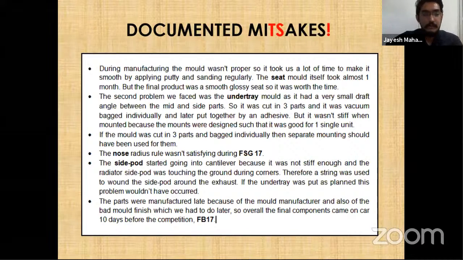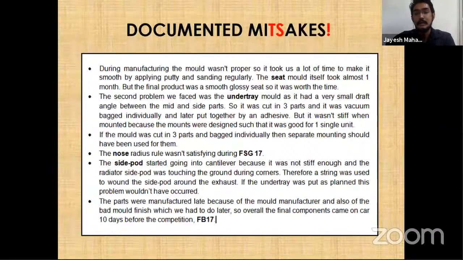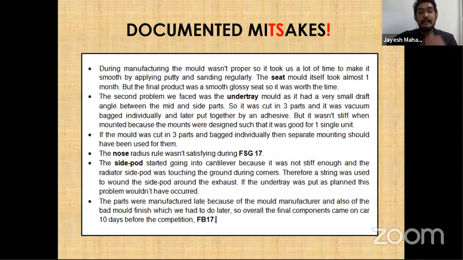And then I also documented the second problem we faced, which was the under tray mold. It has a very small draft angle between the mid and side parts, so it had to be cut in 3 parts, and it was then vacuum bagged individually and later put together by an adhesive.